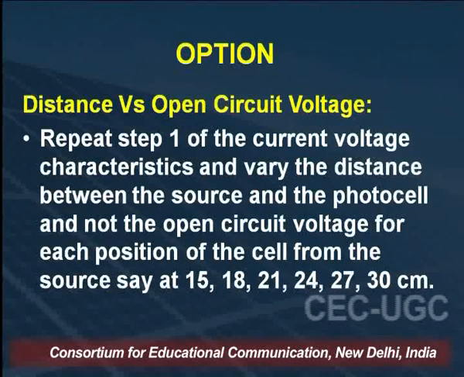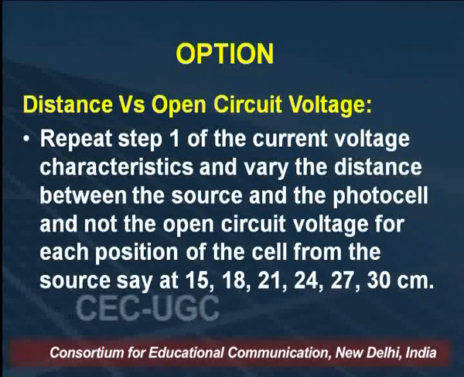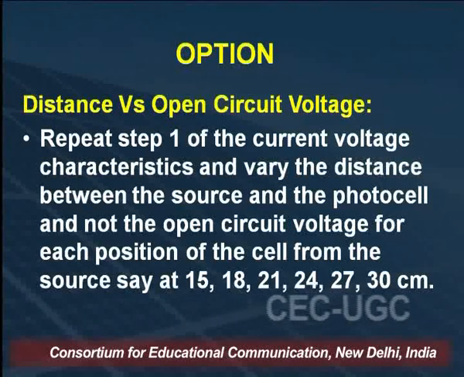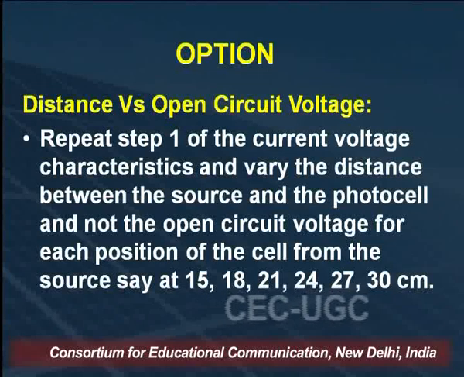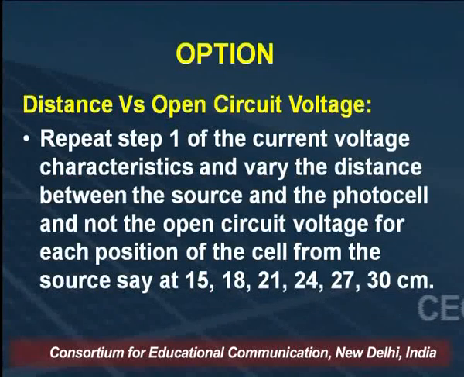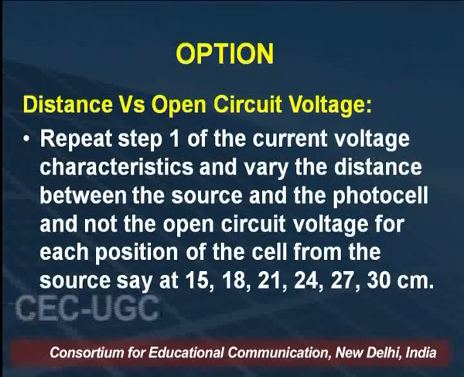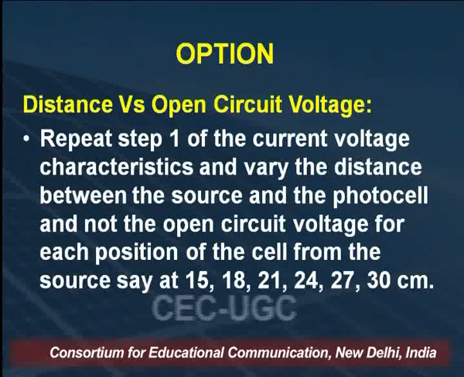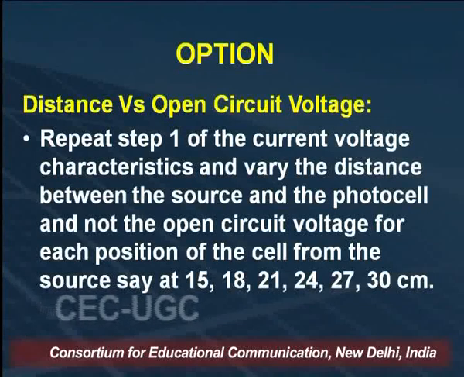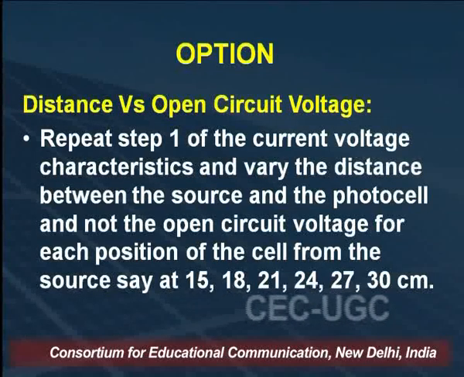Now this is the optional aim, that is the distance versus open circuit voltage. Previously we recorded the current-voltage characteristics. The same process we will follow here, but here we vary the distance between the source and the photocell. We change the position of the bulb and the photocell so that the distance can be varied. At the different distances we can take the output open circuit voltage.